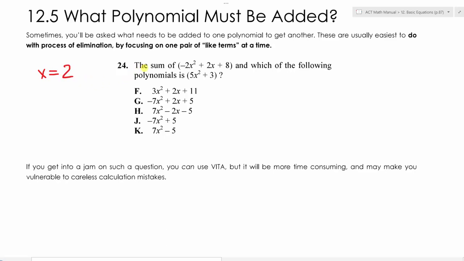So the question is saying: the sum of -2x squared plus 2x plus 8 and which of the following polynomials is 5x squared plus 3. If I use 2 here, and some of you may have heard me make the notes, there is a possibility that using 2 on a question that has a bunch of squareds in the answer choices might cause doubles, but I'm going to go ahead and use it anyway.